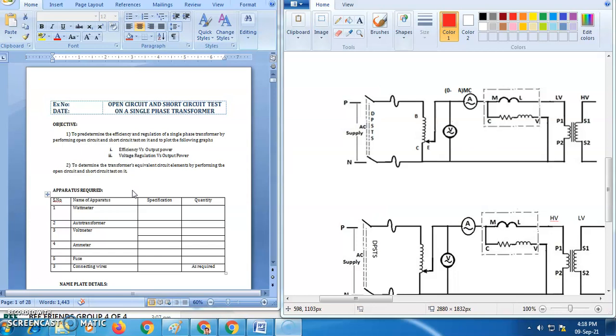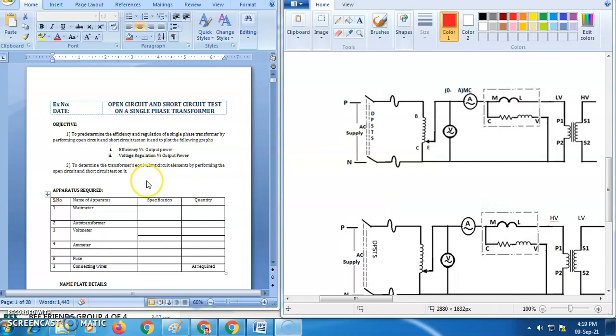Through this short video lecture series, I'm going to give the instructions for the open circuit and short circuit test on a single phase transformer. Using these two tests, you are going to perform two different things. One is you are going to predetermine the efficiency and regulation of the particular transformer, and the other is you are going to determine the transformer's equivalent circuit elements by performing the same open circuit and short circuit tests on it.